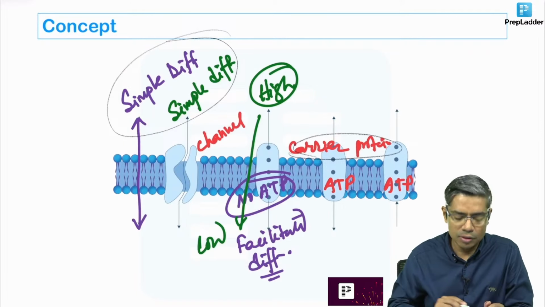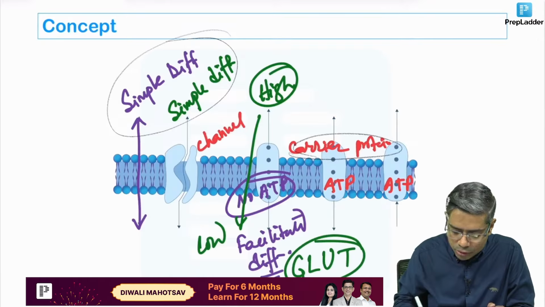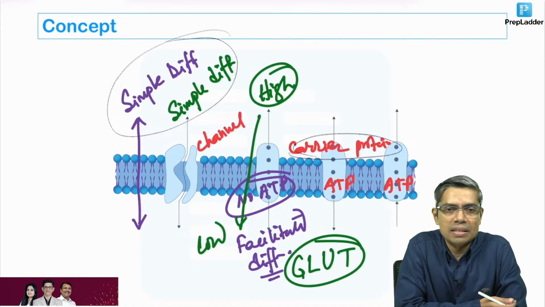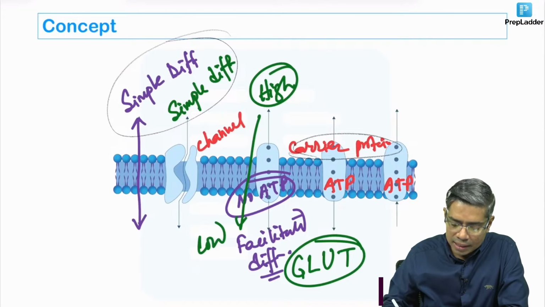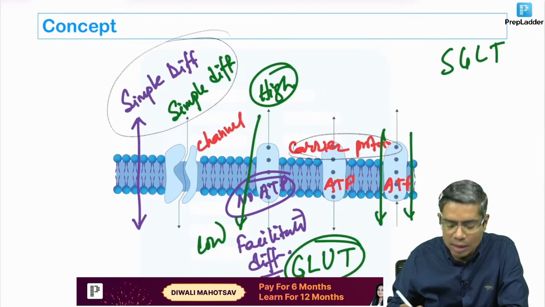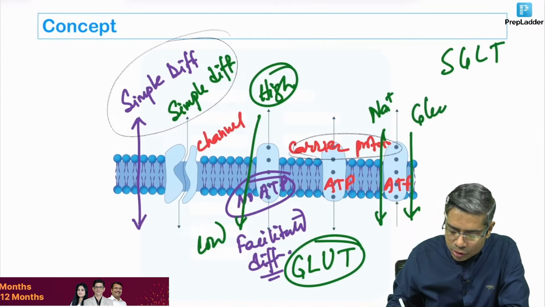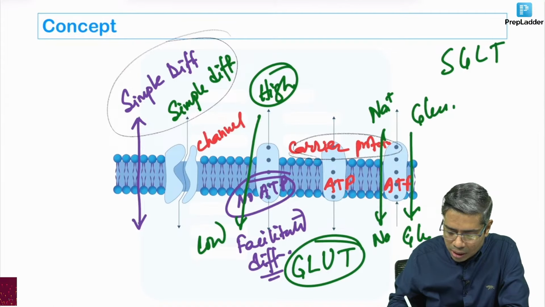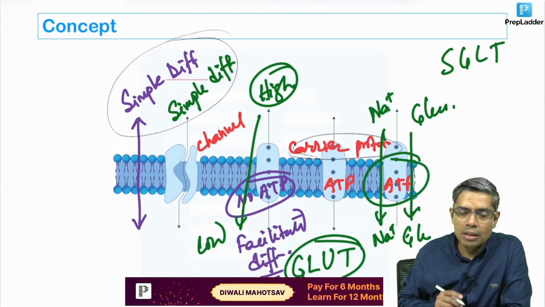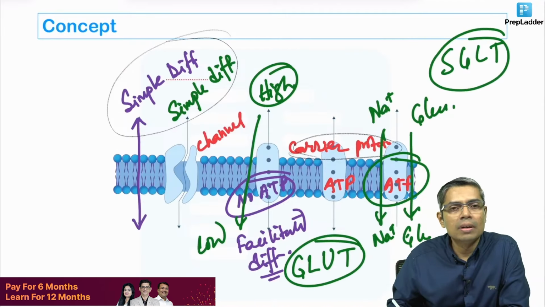And the typical examples of this are all types of GLUTs that you know. That's why I was talking about glucose transport. All types of GLUTs are carrier protein mediated facilitated diffusion. But SGLT is a carrier protein which requires the help of adenosine triphosphate, and SGLT requires sodium as well as glucose for the transport of glucose and sodium to the other side. So this is a carrier protein which takes the help of adenosine triphosphate, not facilitated diffusion. So what is SGLT? SGLT is a kind of active transport.